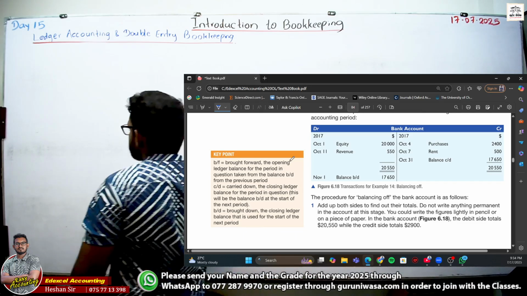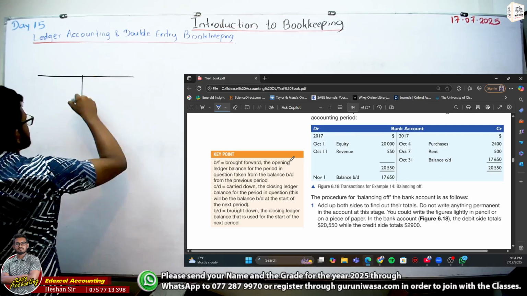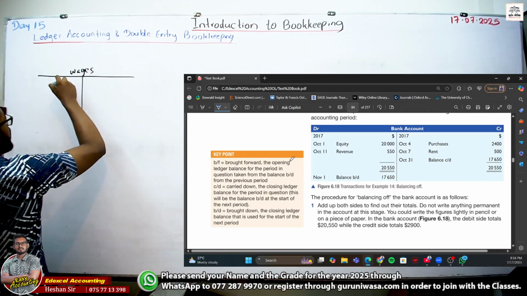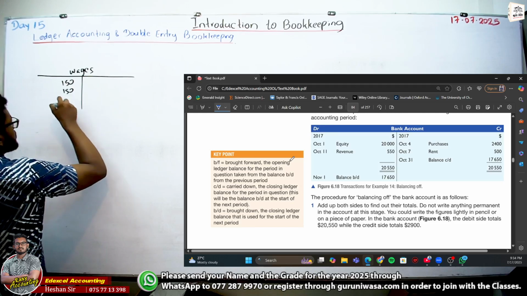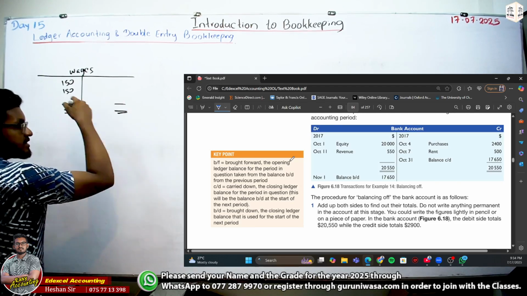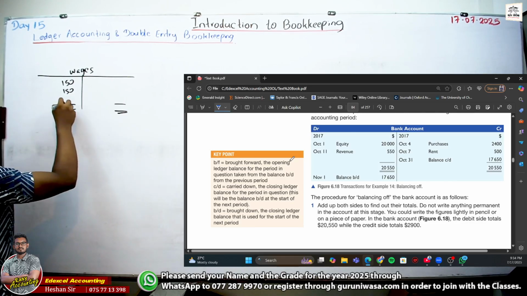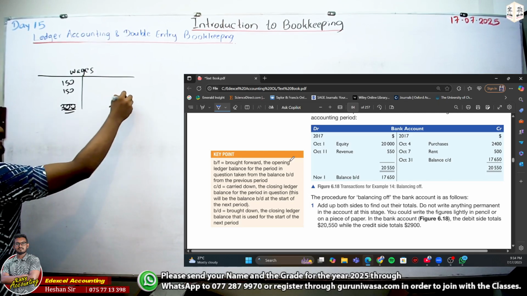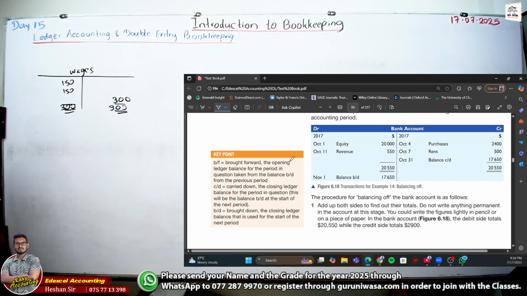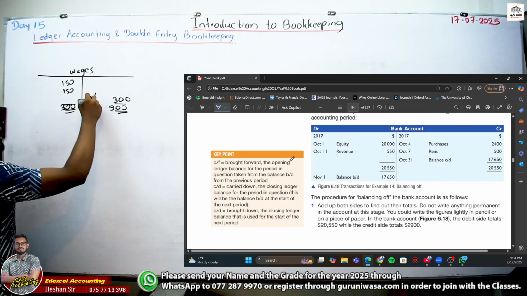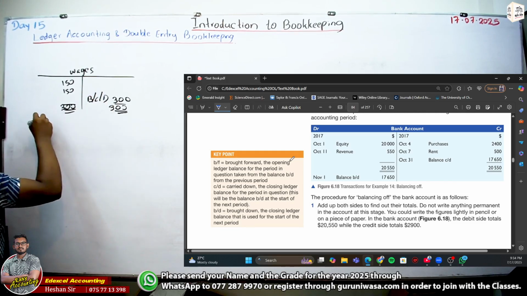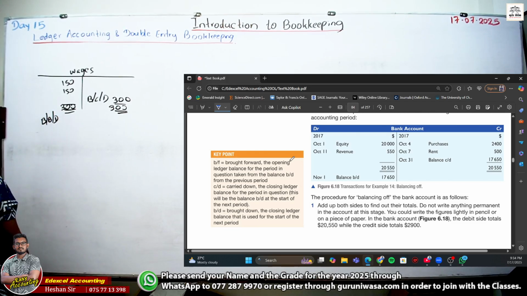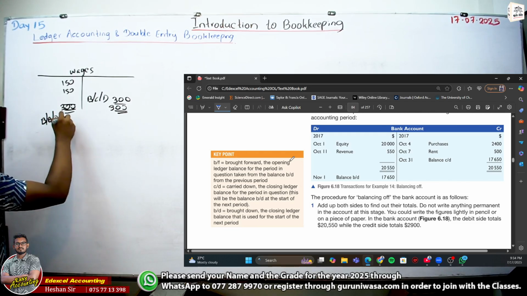Now when we are balancing, let's take wages. So 150, 150. First we are checking the higher value side. The higher value side is the debit side, 300, and the lower value side is 0. So we write the same thing. When we are balancing, we take balance carried down BCD, balance brought down BBD. Understand? So the same thing.